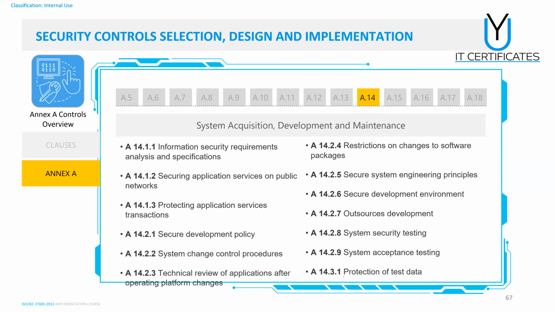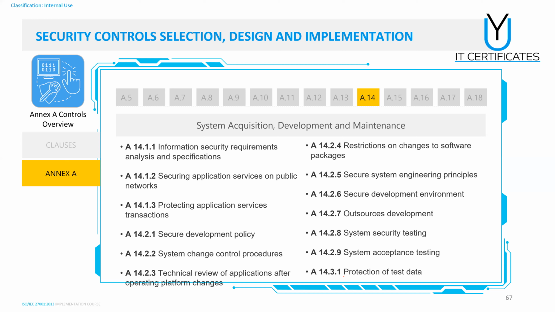Securing application services, you have to secure application services, and I think this is a very important issue. Protecting application services transactions. Of course, if you want to protect it, you can use encryption. Encryption will encrypt all the transactions and no one will be able to read it, even if they were able to capture it. Secure development policy.